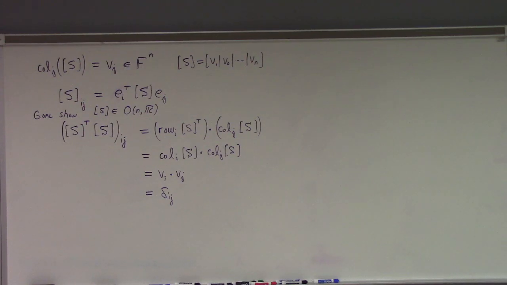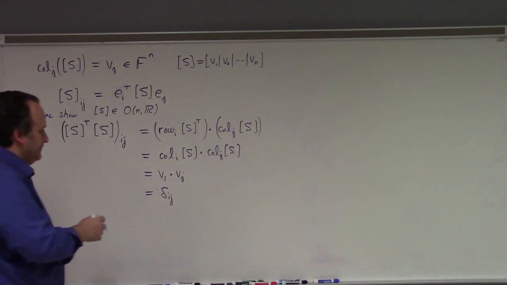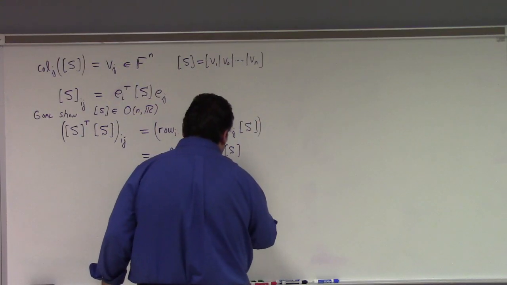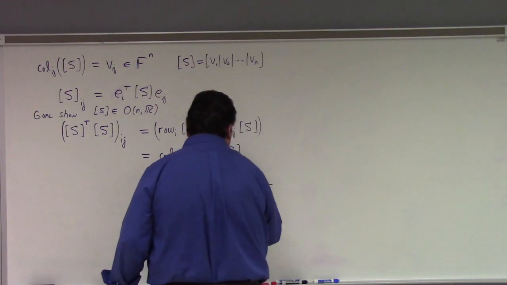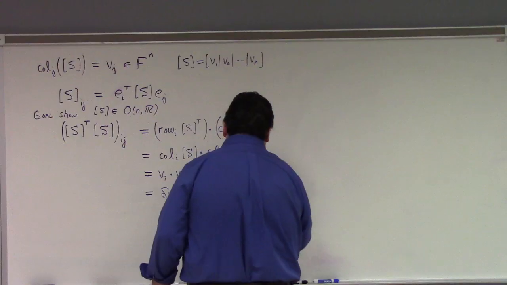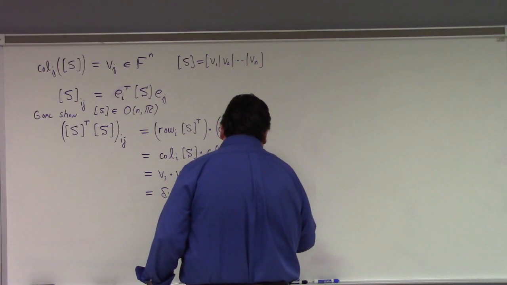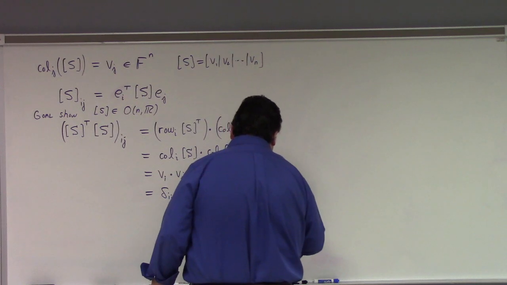So we've done it, right? Therefore, S transpose S is equal to the identity. Yay! Hence, the matrix formed by gluing together an orthonormal set is in fact an orthogonal matrix.